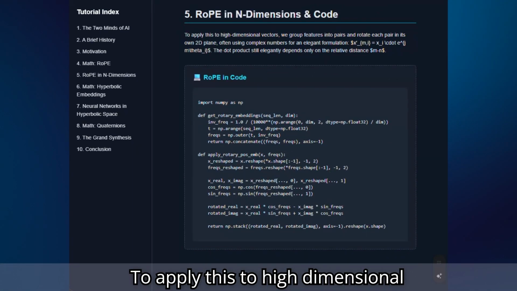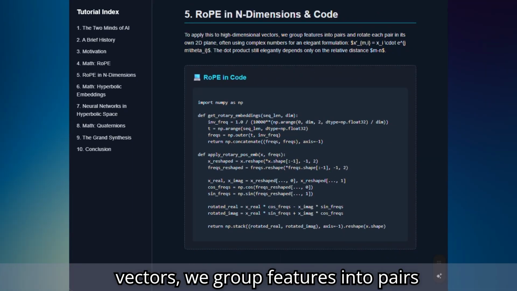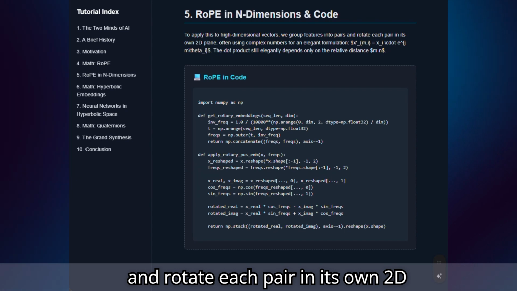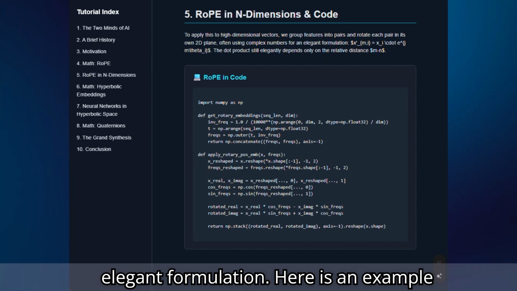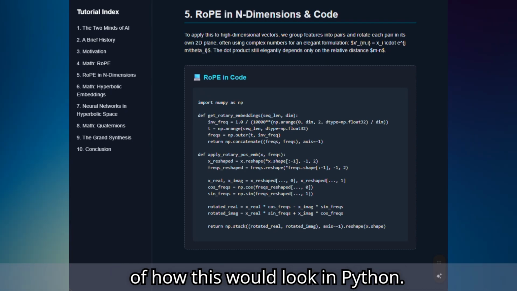To apply this to high-dimensional vectors, we group features into pairs and rotate each pair in its own 2D plane, often using complex numbers for an elegant formulation. Here is an example of how this would look in Python.